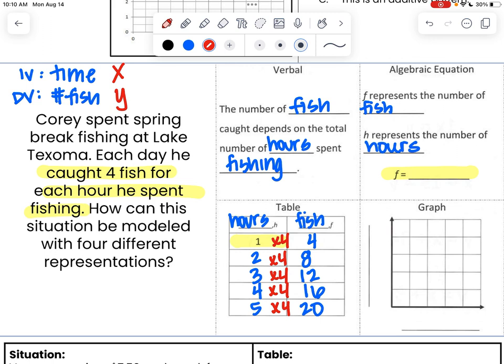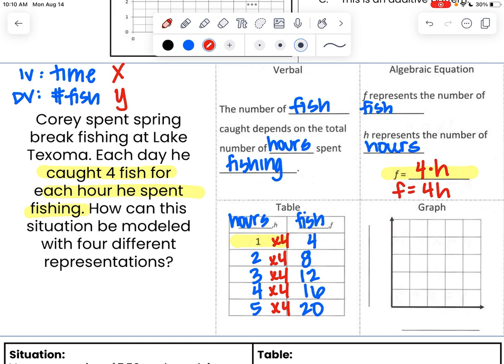So I can use that to fill in my algebraic equation. We have F, which is fish, is equal to 4 times the number of hours. I can represent it with the dot in between the 4 and the H, symbolizing multiplication. Or I can just say the 4 is in front as a coefficient, and that still means the same thing, we're multiplying.